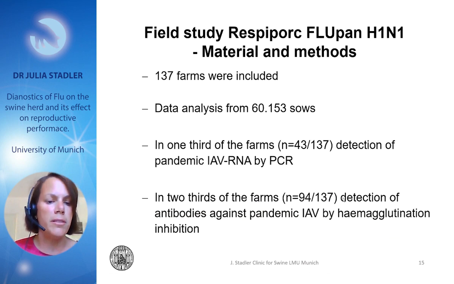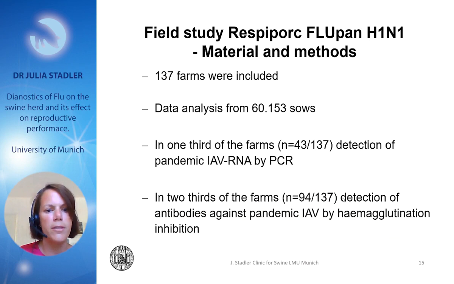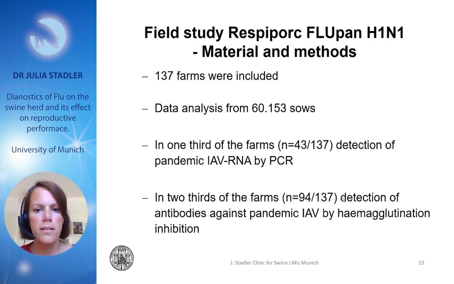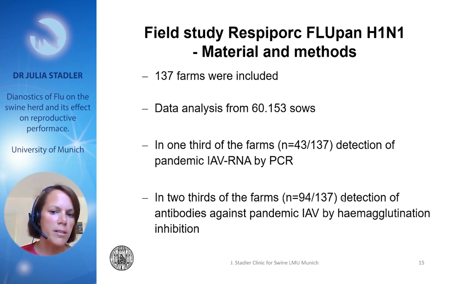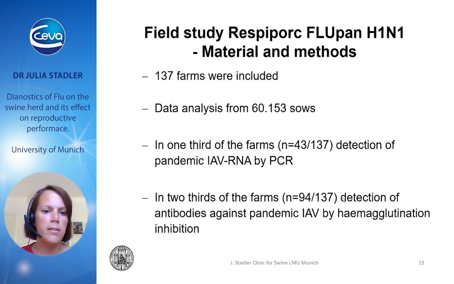However, we were still able to analyze data from a total of 60,153 cells. In one third of the farms, we could detect the virus directly, so in only 1/3 by PCR. And in 2/3 of the farms, we had to rely on the results of the hemagglutination inhibition. I think this again emphasizes my former statement, and I think you can also confirm it from your daily practice, that the direct detection of pandemic influenza can be very challenging.